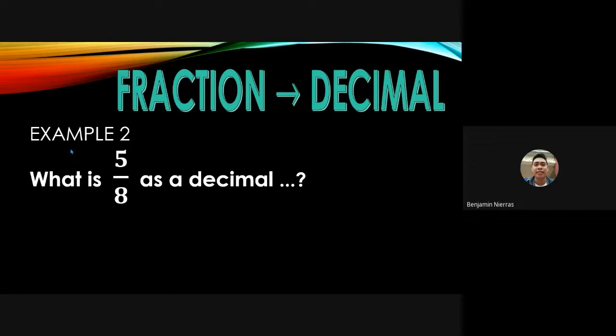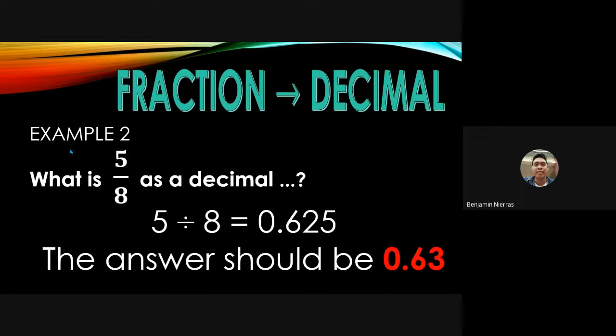5 over 8. 5 over 8 in decimal form, using your calculator, is simply 0.625. Simply divide the numerator by the denominator. So we have 5 divided by 8, that is 0.625. And then, again, it is beyond two decimal places, so we will do the rounding off in the hundredths place.